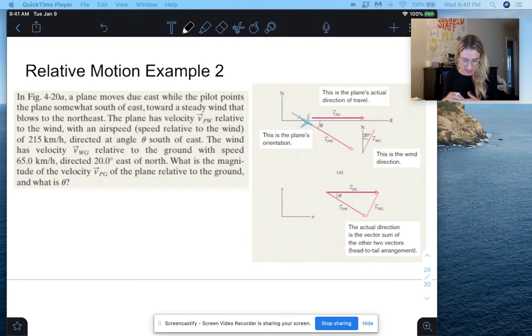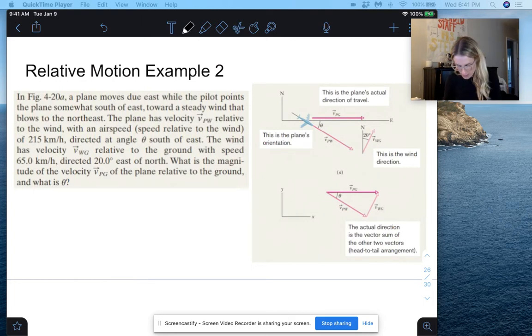The plane has a velocity VPW, so the velocity of the plane relative to the wind, with an airspeed relative to the wind of 215 kilometers per hour, directed at an angle theta south of east. The wind has a velocity of the wind relative to the ground with a speed of 65 kilometers per hour, directed 20 degrees east of north. What is the magnitude of the velocity of the plane relative to the ground, and what is theta?